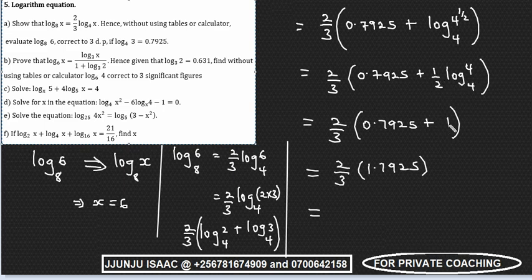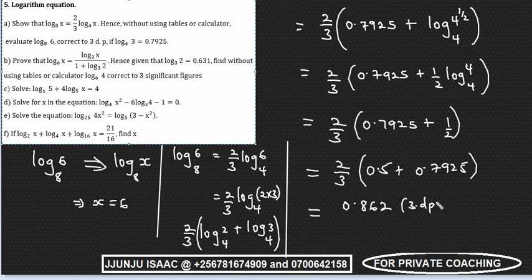So this is going to be a half, not 1, meaning that this is going to be a half of 2 over 3 of 0.5 plus 0.7925. So the answer here, let me press the calculator, I have 0.862. We are told to fill decimal places as the answer.